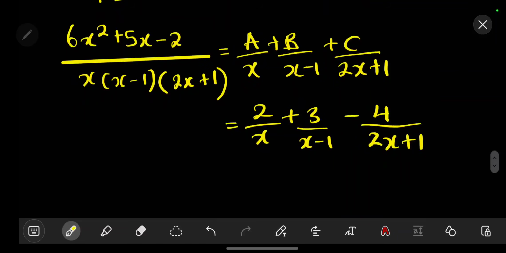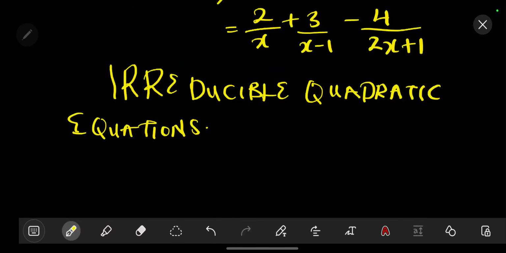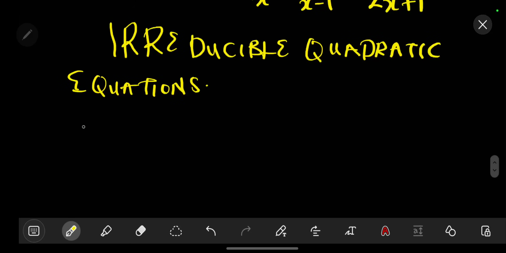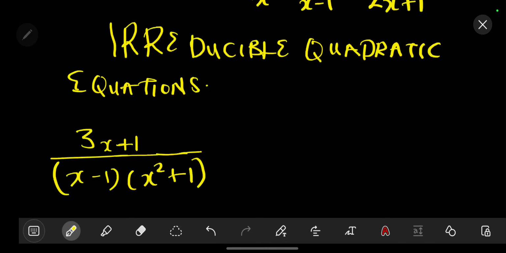Let's look at our next problem. So let's say now we have an irreducible quadratic equation, meaning to say an irreducible quadratic equation, we are just referring to those quadratic equations which you cannot be able to factorize. So now, how do you handle that? Let's say, for example, you have this problem. So if you have this one, no matter what you do, you cannot be able to factorize this to give you real numbers.